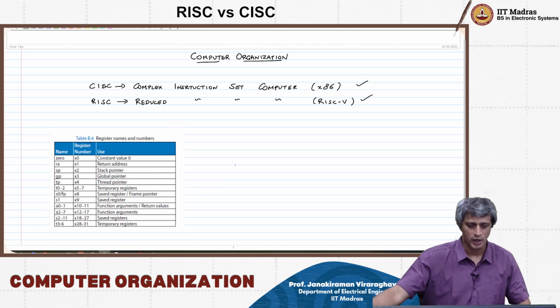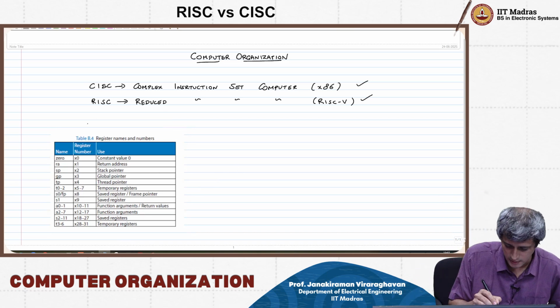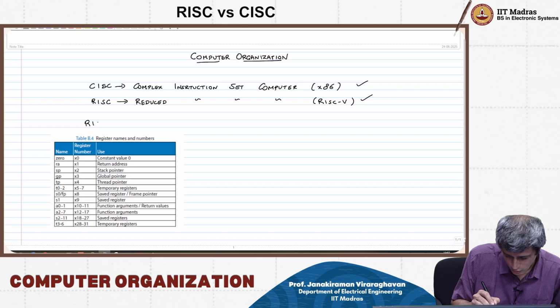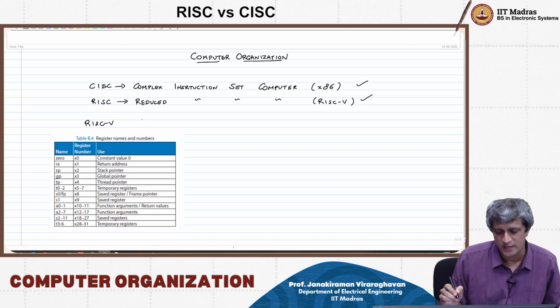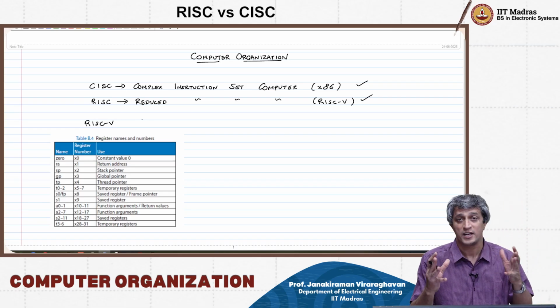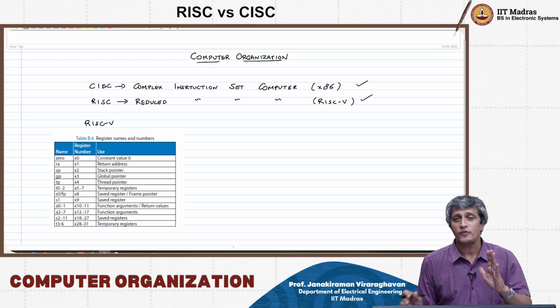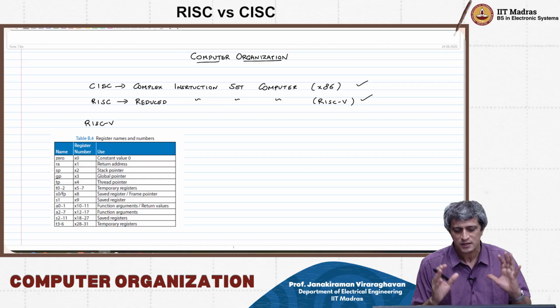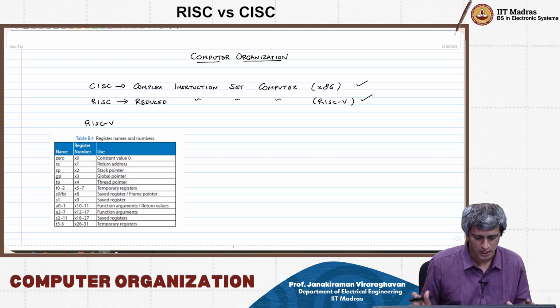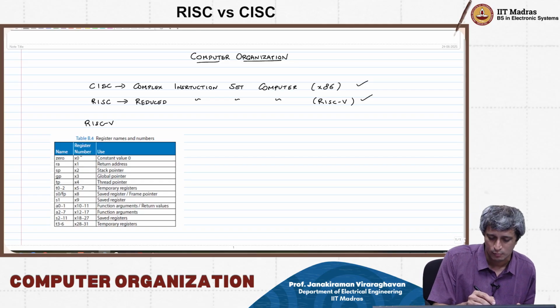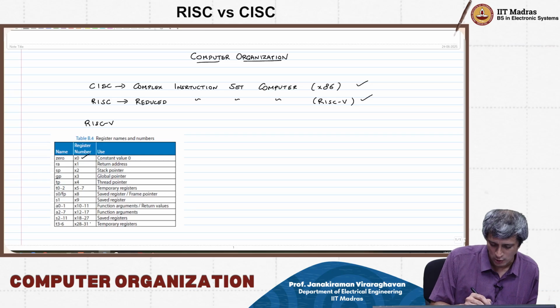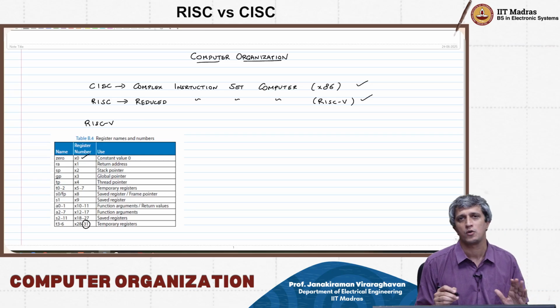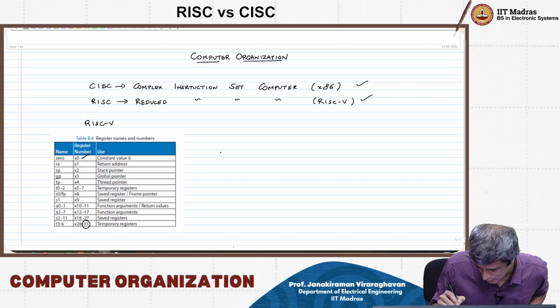Okay, so here is basically the RISC-V register file structure. What we see first of all is that it has 32 registers. If you look at this, the register numbers start from X0 and go all the way to X31. Therefore we have 32 registers.